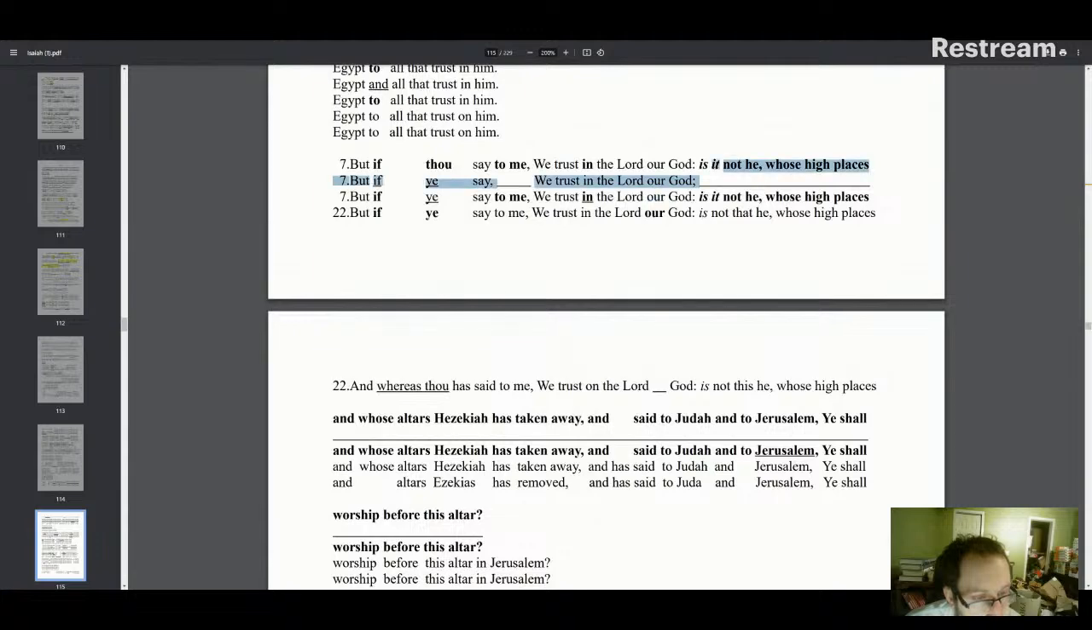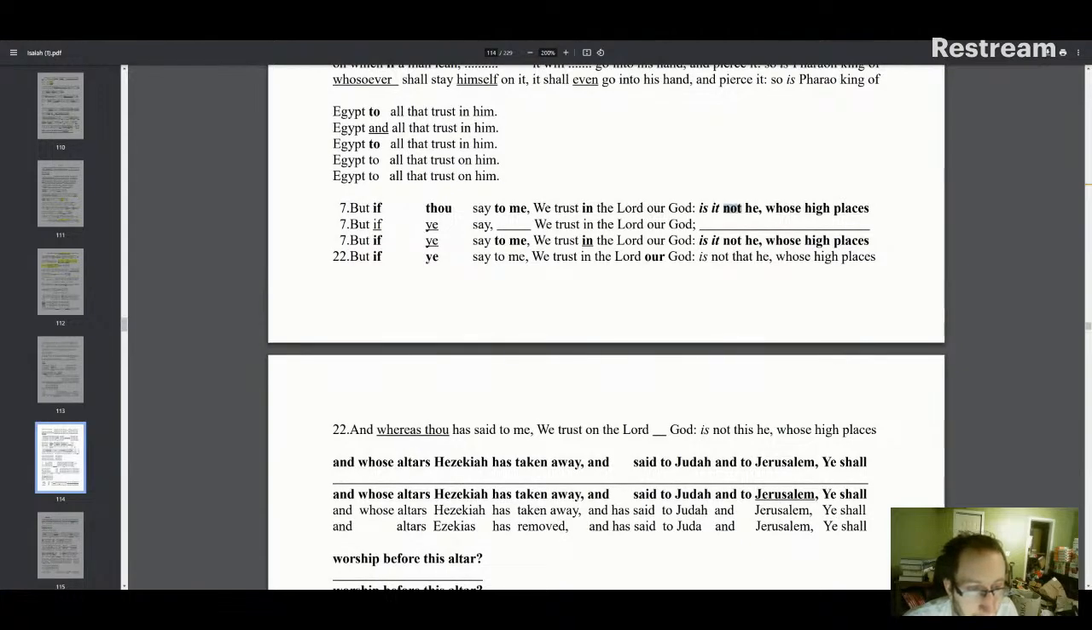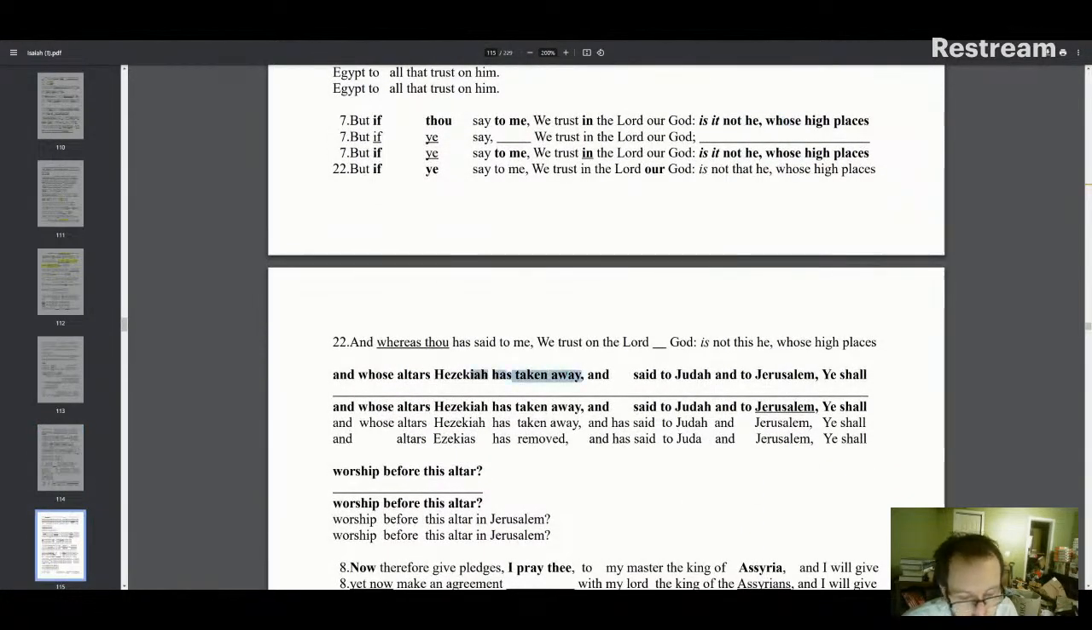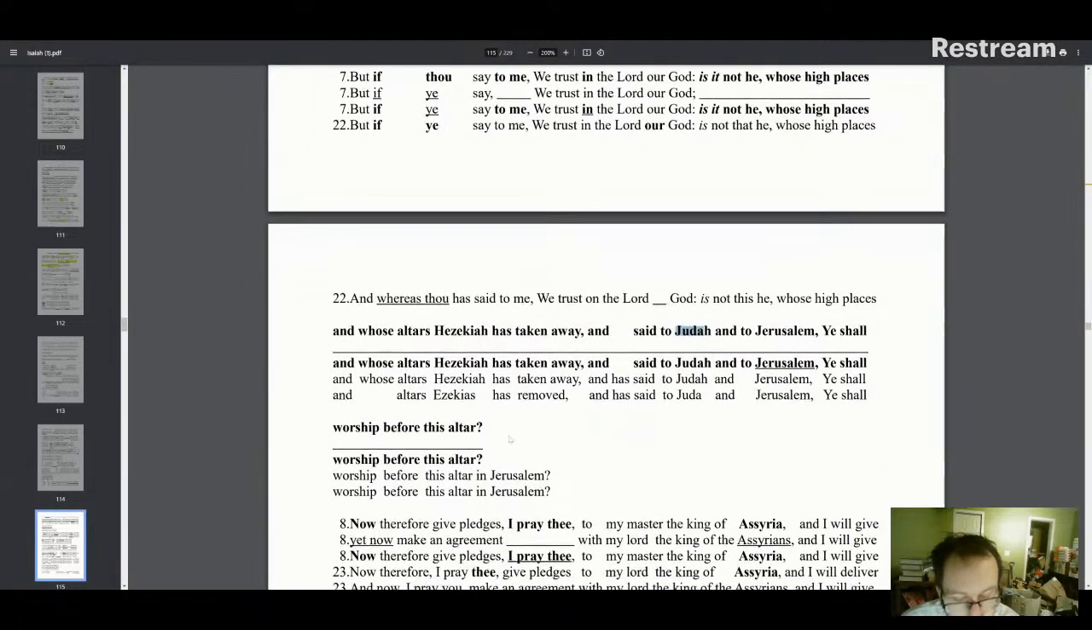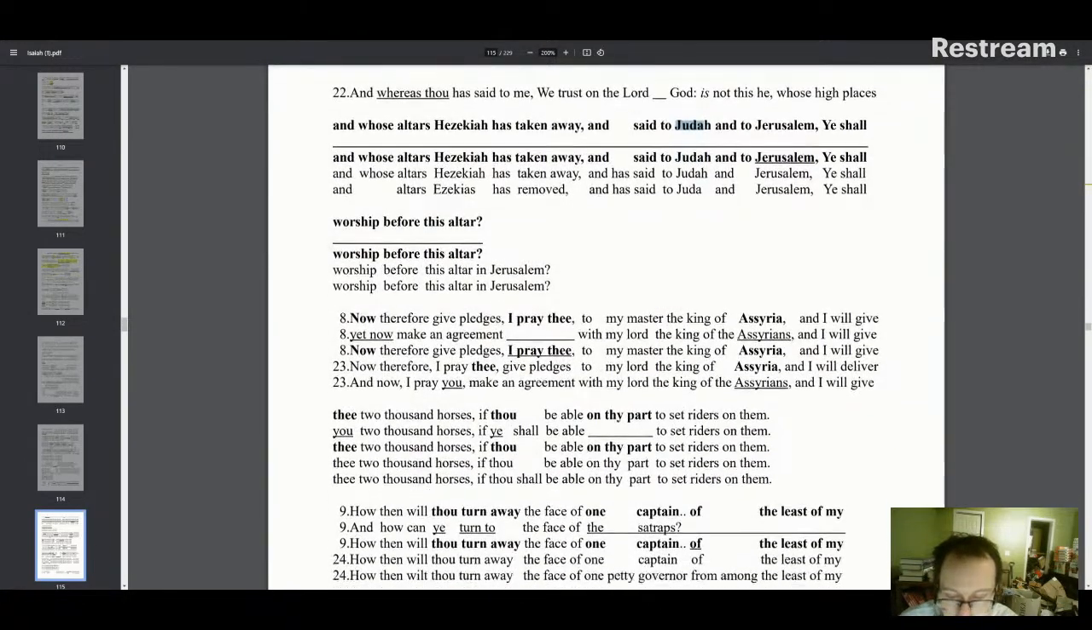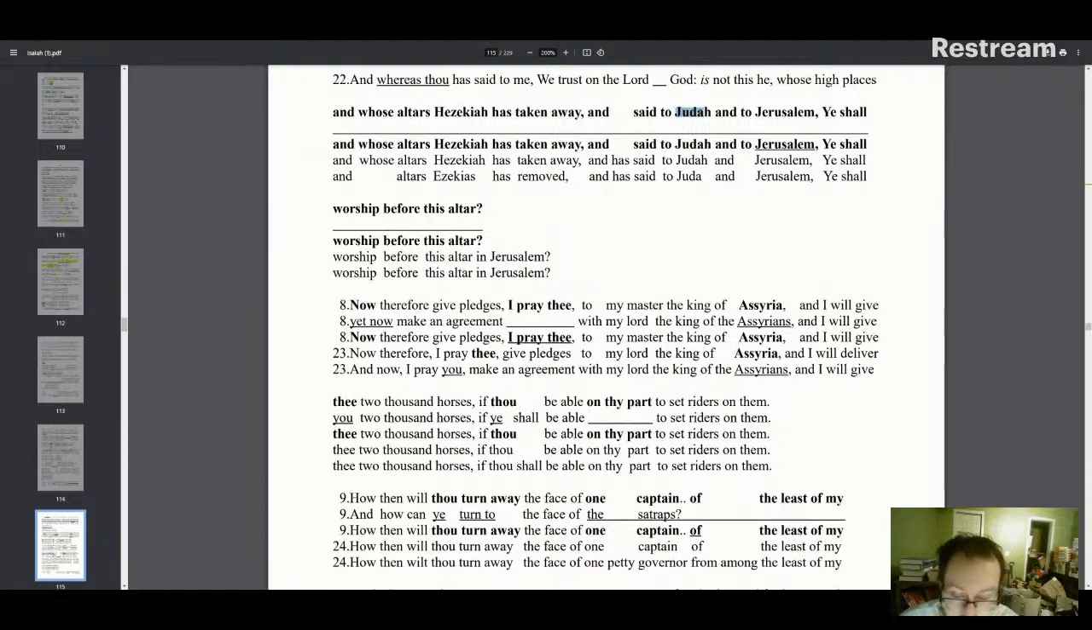The Septuagint of Isaiah is the only one that doesn't say it, and there's a whole long thing missing in the Septuagint of Isaiah: "Is it not he whose high places and whose altars Hezekiah has taken away, and said to Judah and to Jerusalem, ye shall worship before this altar?" The Septuagint of Isaiah is the only one that doesn't have that very long passage, so probably the Septuagint is the one that made a mistake there, and they accidentally removed that verse. Okay, let's continue.